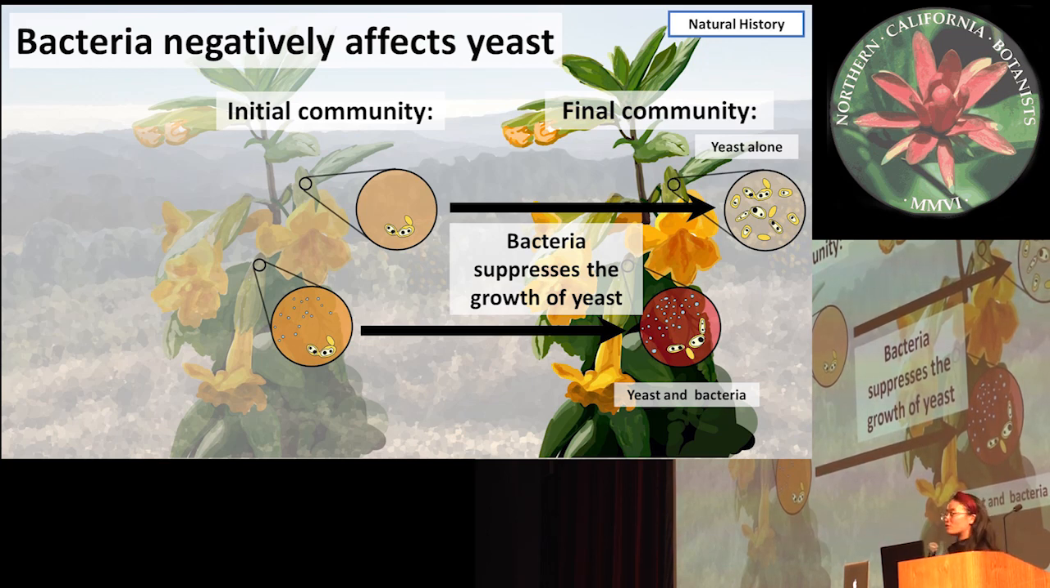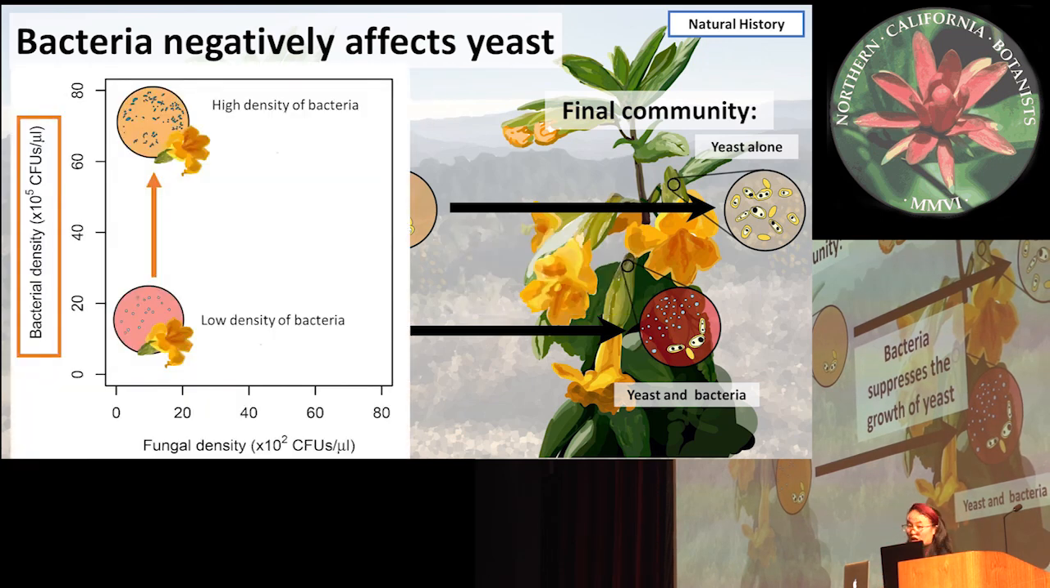And so when we go out in the field, we can harvest flowers, we can take out nectar using tiny glass straws, microcapillary tubes, and grow them on agar plates, or we can do next-gen sequencing and see what the microbial communities are.